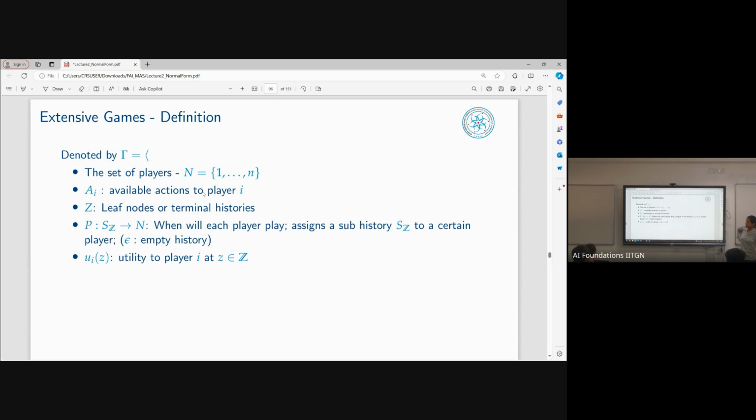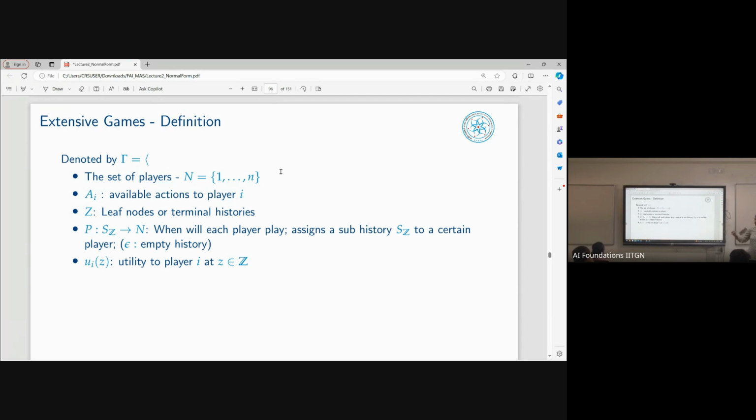And what is P? P is when will each player play? So this assigns a sub history to a particular player. In the beginning of the game, there's no history. We denote that as epsilon, which is the empty history. And P of epsilon represents the player who is going to move first when nothing has happened. And once epsilon is done, then that particular player must have taken some action, right? Either confess or not.